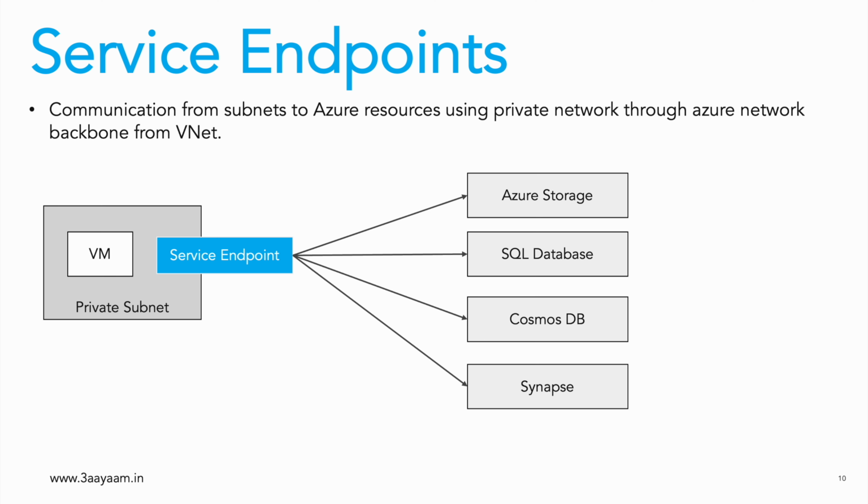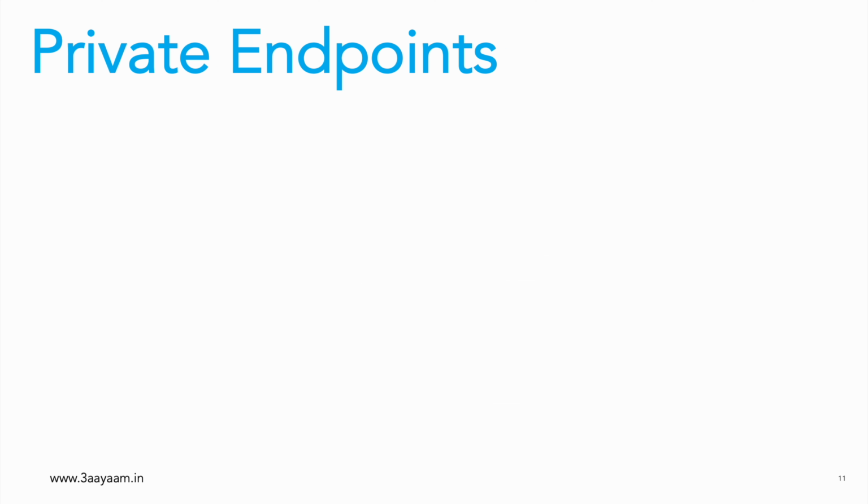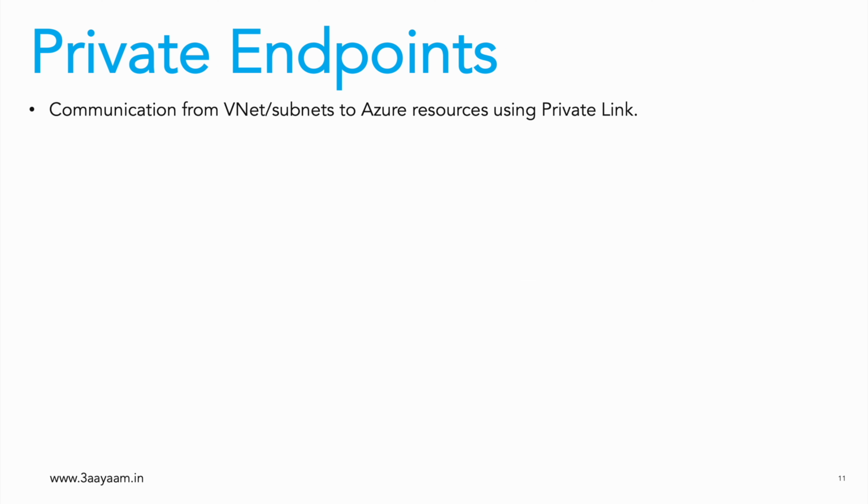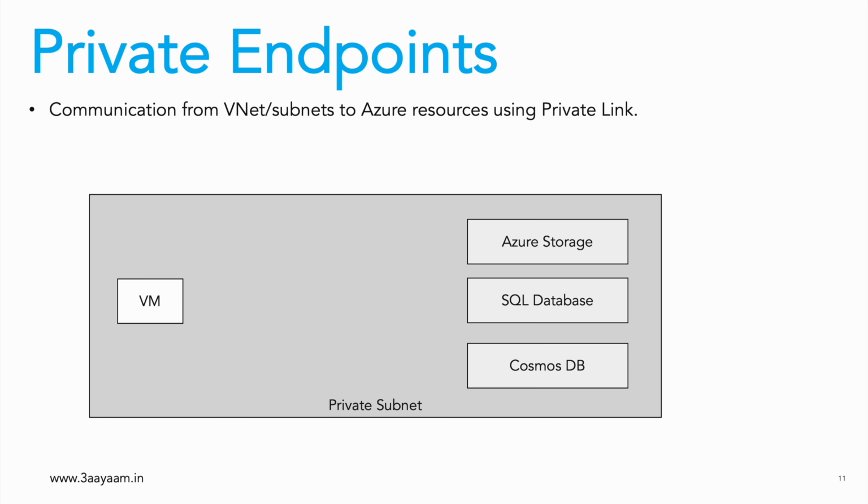If we do not want our traffic, our communication, to leave the virtual network, we can use private endpoints, using which communication from VNet or subnets to Azure resources is done using Private Link. And if we use Private Link, then what happens? It would be like the services like Azure Storage, SQL Database, Cosmos DB, and any services that you can think of, are inside of the virtual network itself. So we create a private endpoint, and using the private endpoint, we connect to these resources.